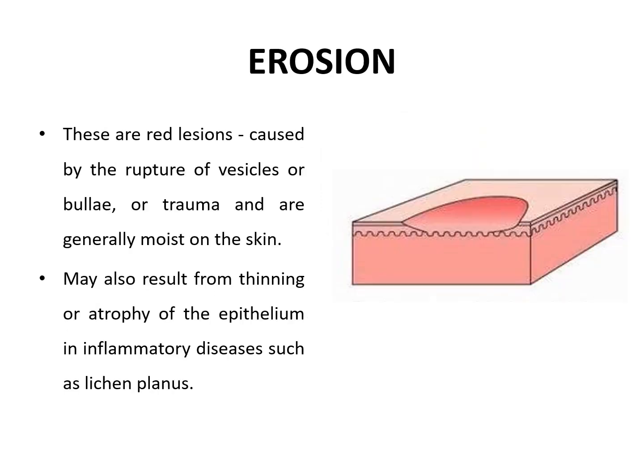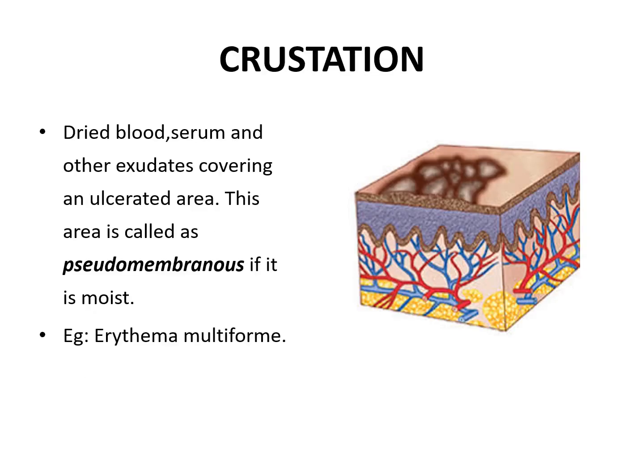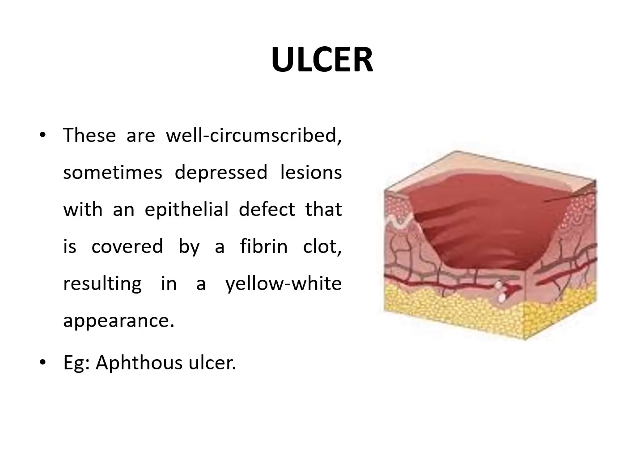Example, pemphigus. Erosion. These are red lesions caused by the rupture of vesicles or bullae or trauma and are generally moist on the skin. They may also result from thinning or atrophy of the epithelium in inflammatory diseases such as lichen planus. Crust. These are dried blood, serum or other exudates covering an ulcerated area. This area is called pseudomembranous if it is moist. Example, erythema multiforme.